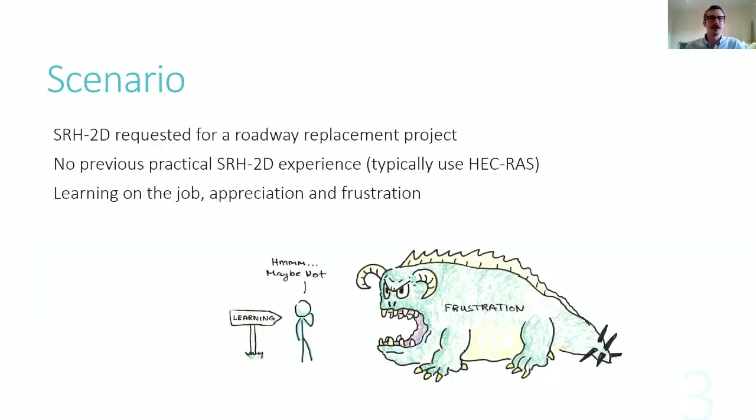I want to say that we didn't have any practical experience with SRH2D prior to this project, and so there was some learning on the job. And can I get a show of hands who has experience using SRH2D? All right, who has used HEC-RAS2D? Okay, yeah, this is recorded, so I can't see anything, but I'm just going to assume most people have used HEC-RAS. And therefore, it's interesting to be able to present on something like this where we get to compare these two softwares together.